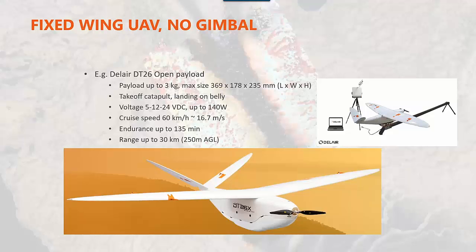A third option for mounting AFX series is a fixed-wing UAV. One candidate is from a French manufacturer called Delair. They have a model DT26 open payload, which has a capacity of up to 3 kilos of payload with a reasonable size, so we can fit our AFX camera into that. These fixed-wing UAVs are intended to be used with larger areas compared to multi-rotor drone coverage, and they can fly autonomously on those areas, so that might be an interesting option for that type of applications.